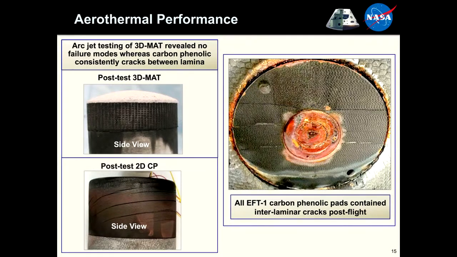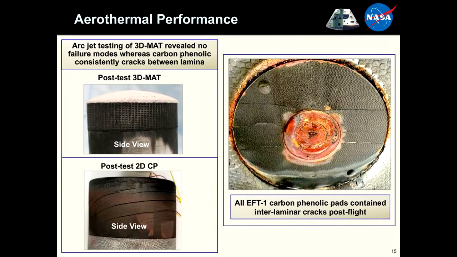All right, with that, I think just a few more charts on the material itself. Arc jet testing of the 3D Matte revealed no failures, and that is in contrast with the 2D carbon phenolic material. These are side views of the articles. After arc jet testing 2D carbon phenolic, you sometimes see cracks develop between the lamina. That's not a surprise, but it is a potential problem.